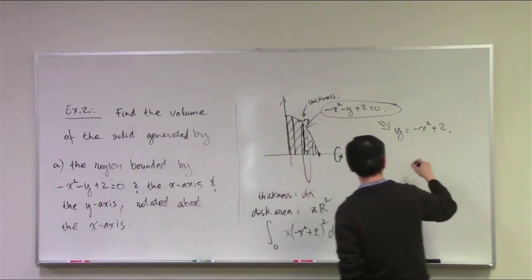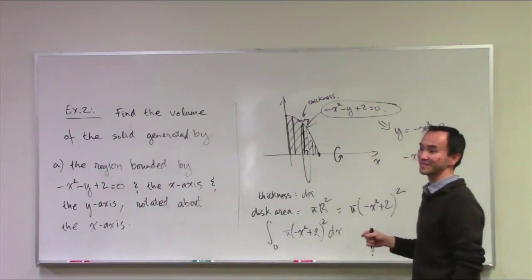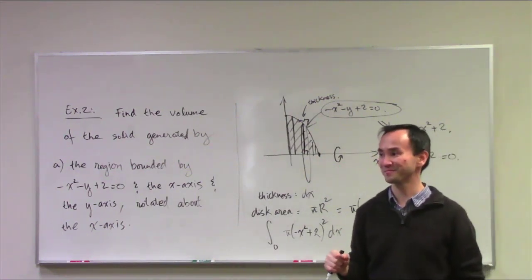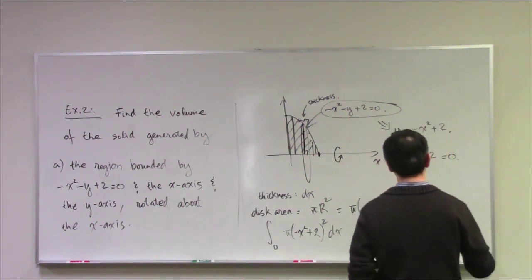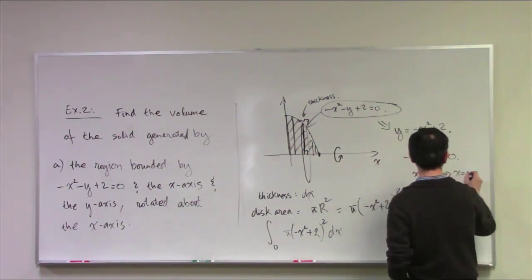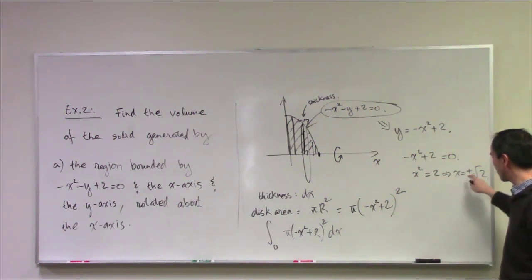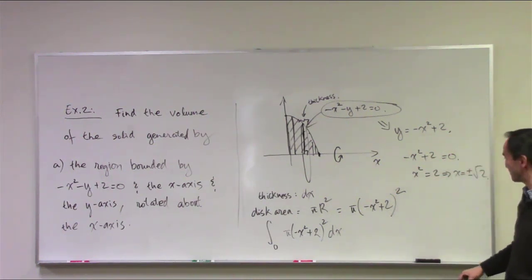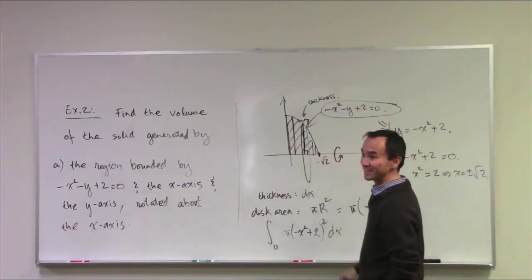Let's find out. Minus x squared plus 2 equals 0. We set that equal to 0, and that leaves me x squared equals 2. That leads to x equals plus or minus square root 2. Which one do we need in this case? Just the positive one, right? Positive square root 2.